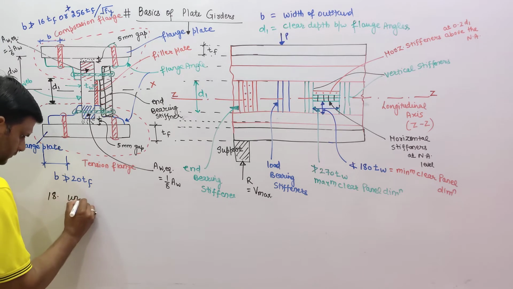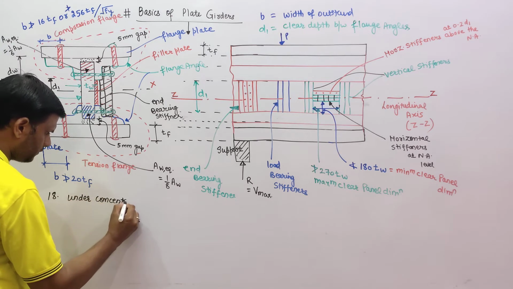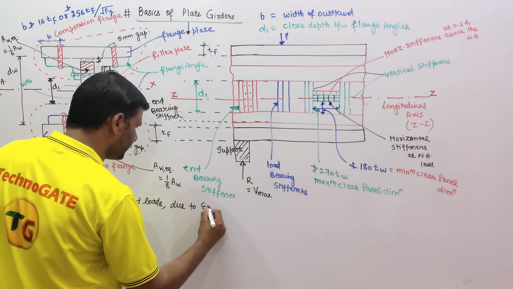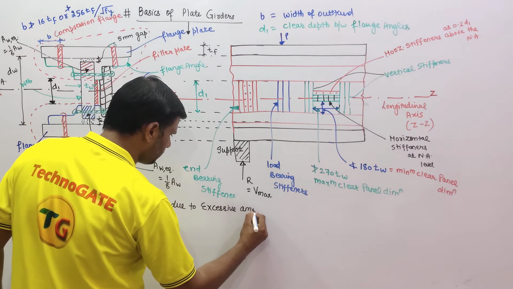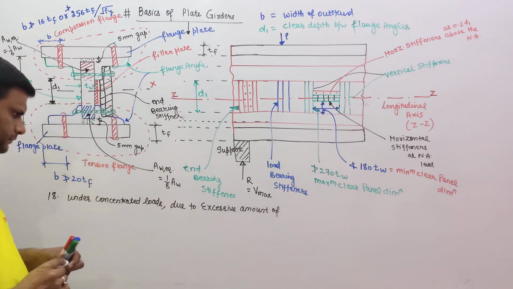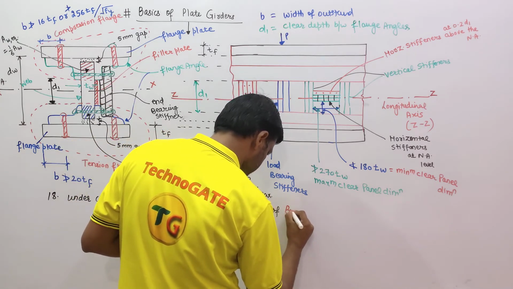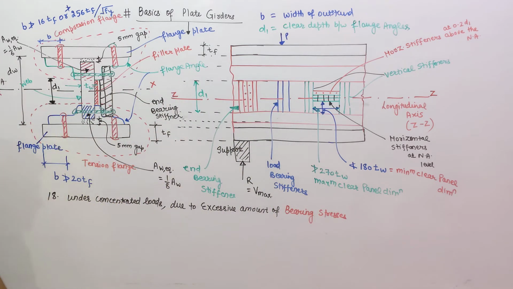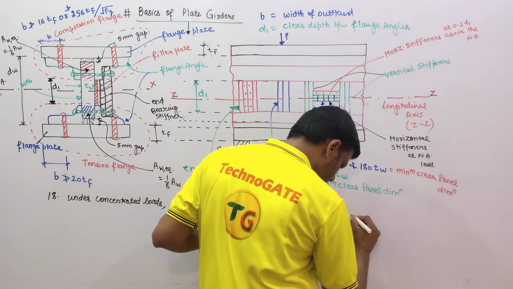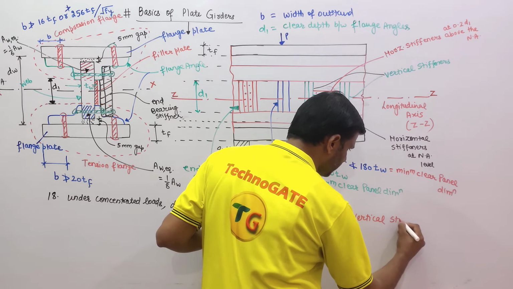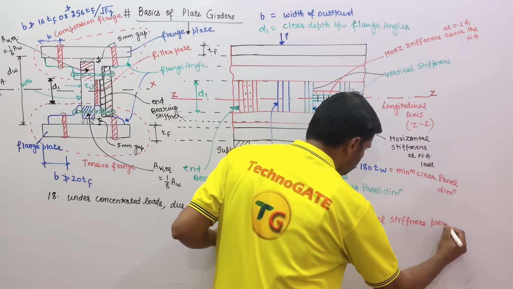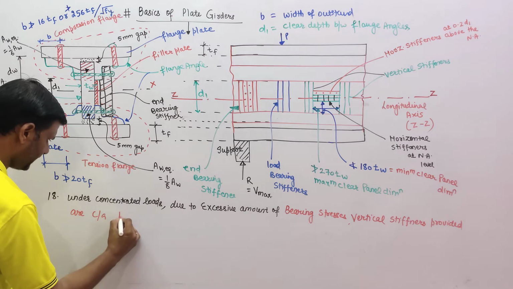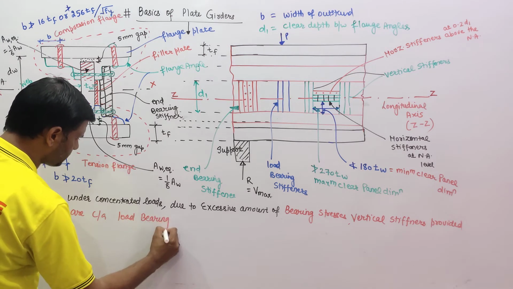Point number 18: under concentrated loads, due to excessive amount of bearing stresses, vertical stiffeners are provided, and they are called load bearing stiffeners.